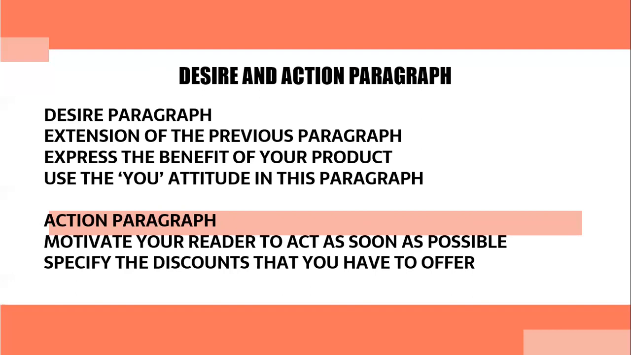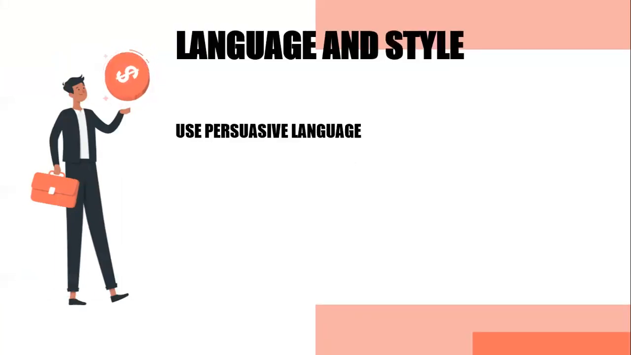So having understood the desire and action paragraph, let us move on to the language and style of the sales letter. The language and style of a sales letter should be persuasive, because you are trying to convince the reader to buy the product. At the same time, we have to be very careful that we do not complicate our ideas. We keep it very simple. So we use simple language while communicating our thoughts and the utility of the product, and so on.